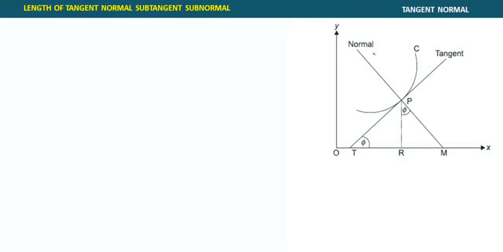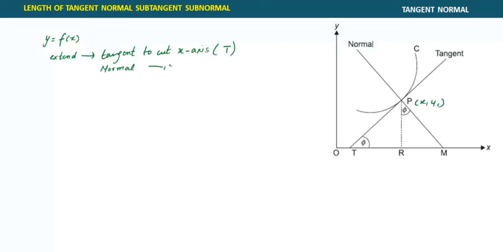So let's say you draw a tangent at a point x1 y1, which is P. The curve that is given to you is, let's say, y is equal to f(x). You have drawn the tangent at point P, which is x1 comma y1. For tangent and normal, extend the tangent to cut the x-axis, which is this T point. So they intersect at point T. Then extend the normal also to cut the x-axis, again the same condition. This is being done at M.